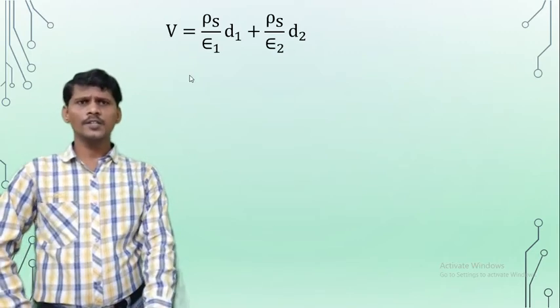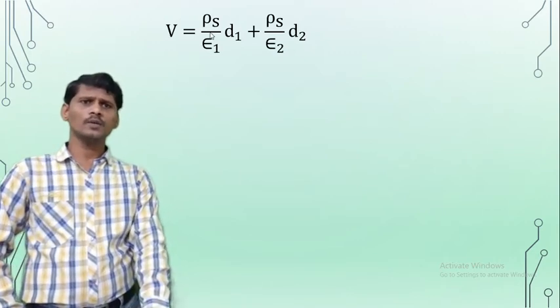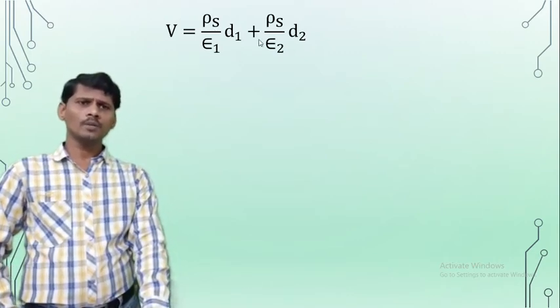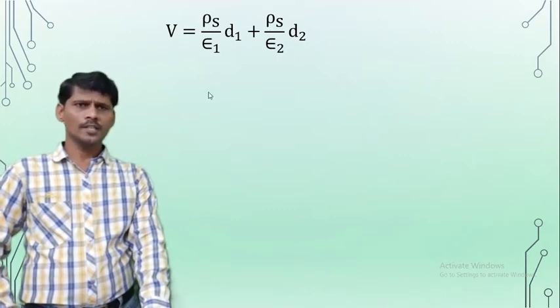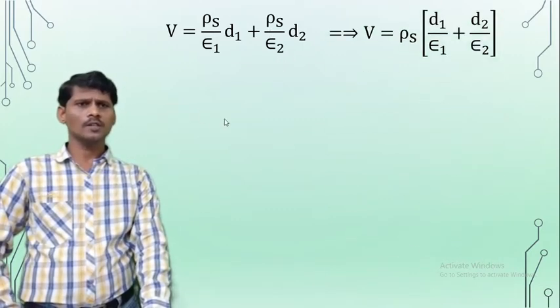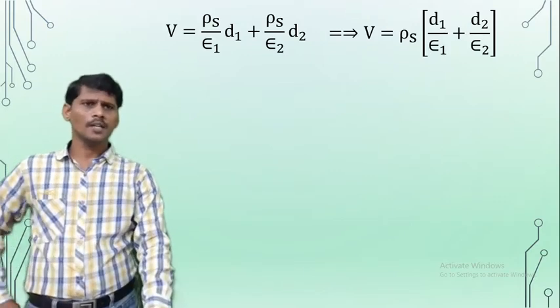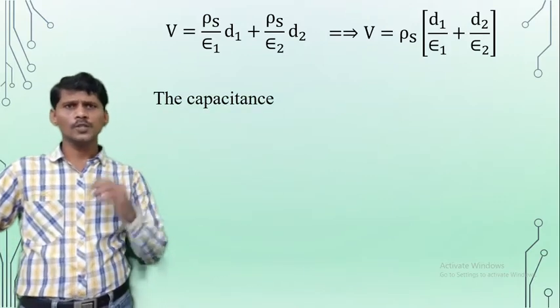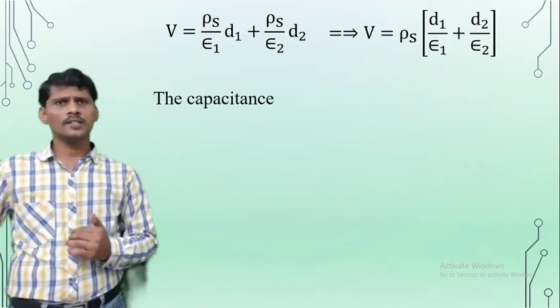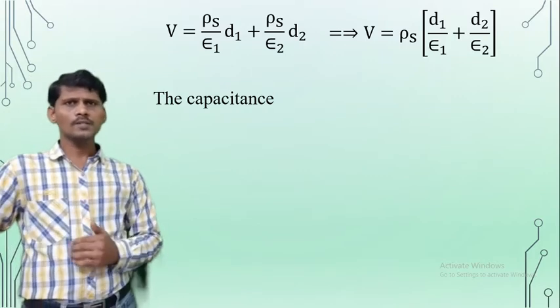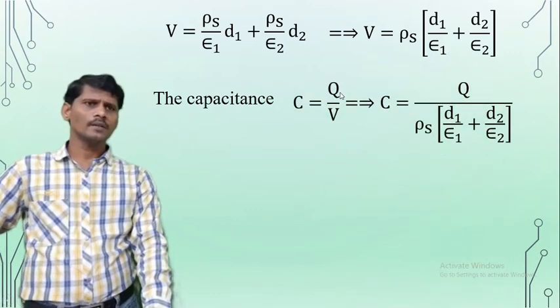Applying that condition into the expression, we get V is equal to rho s by epsilon 1 d1 plus rho s by epsilon 2 d2. For both the terms rho s is common, so V is equal to rho s into d1 by epsilon 1 plus d2 by epsilon 2. So that is the potential V.